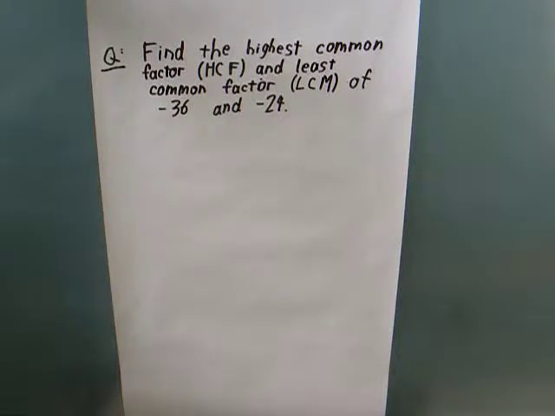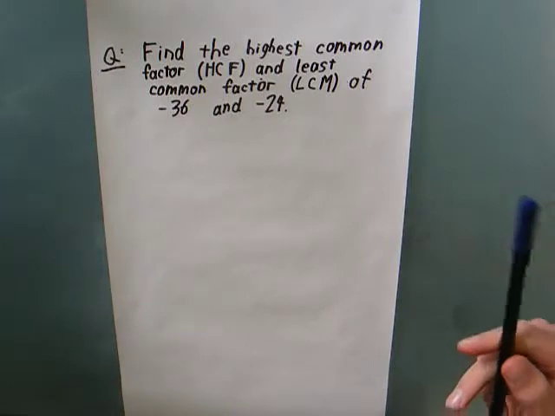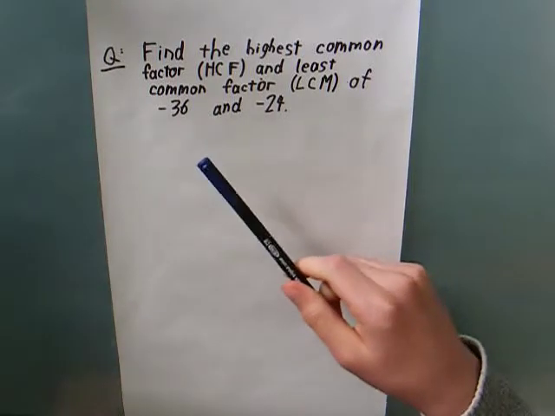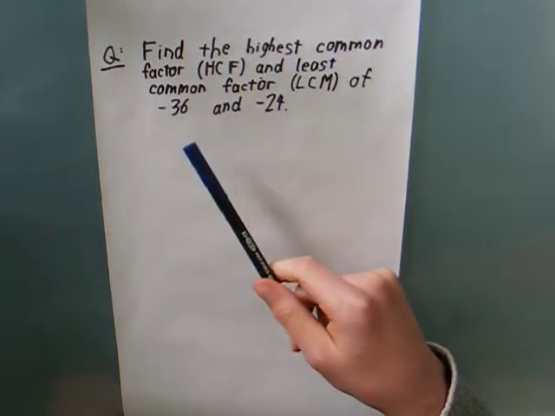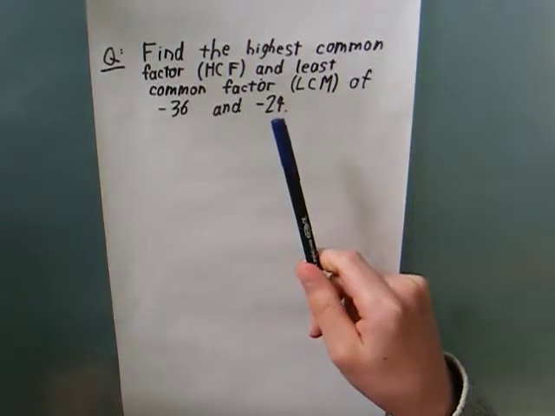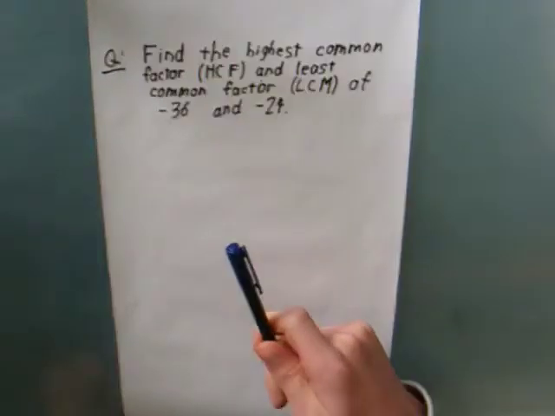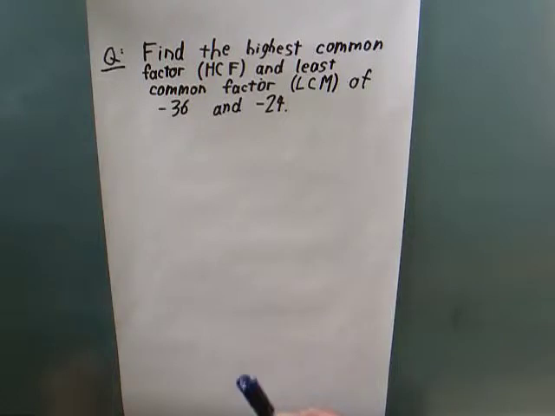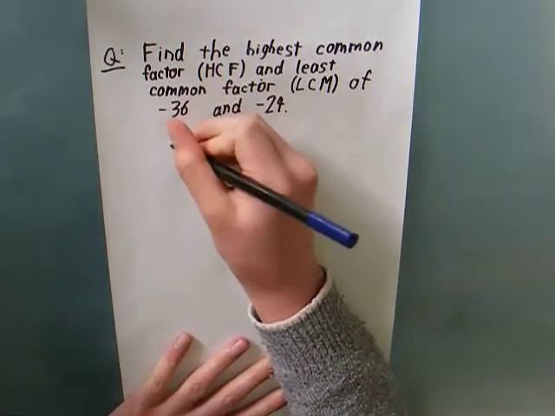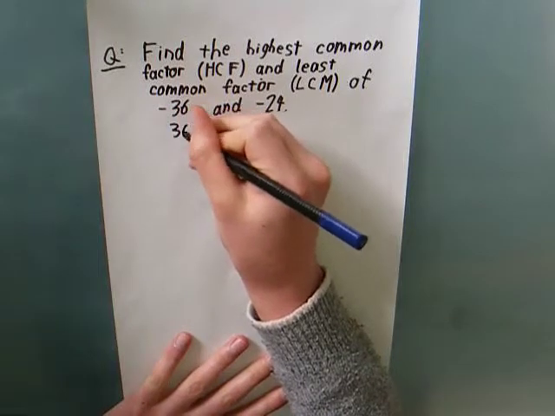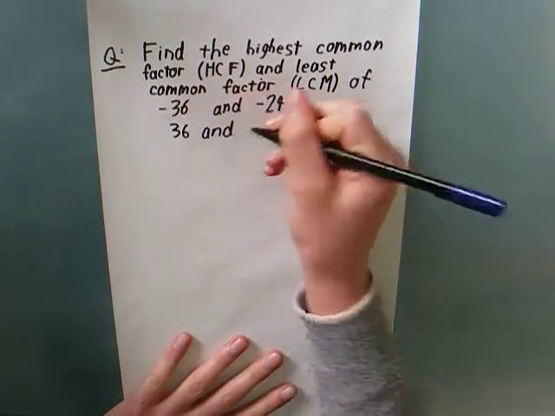Hi there, so in this video I'm going to be teaching you how to find the highest common factor and least common multiple of two numbers. Now when you look at this question I've got here, the first thing that might stand out to you is the fact that I've got two negative numbers. This doesn't really matter because the highest common factor and least common multiple of these two is the same as for just their positive counterparts, that is just 36 and 24.